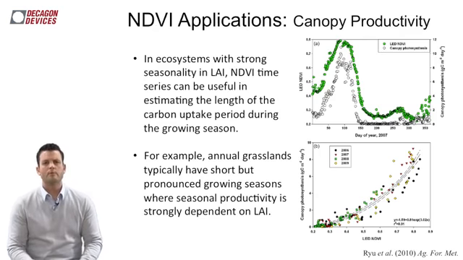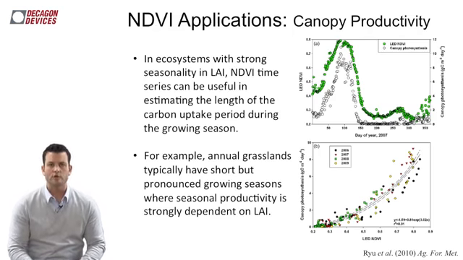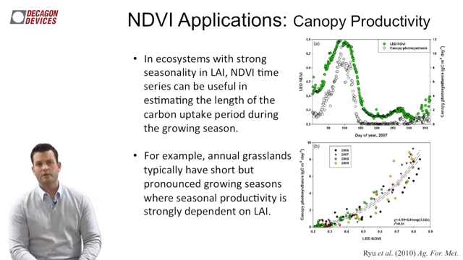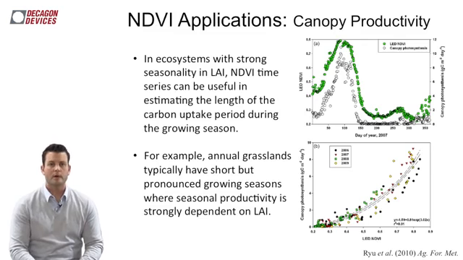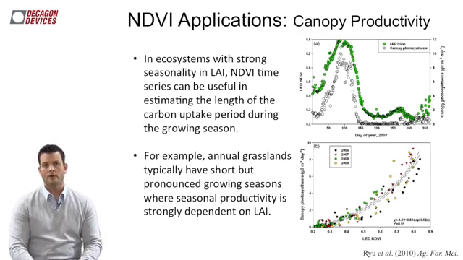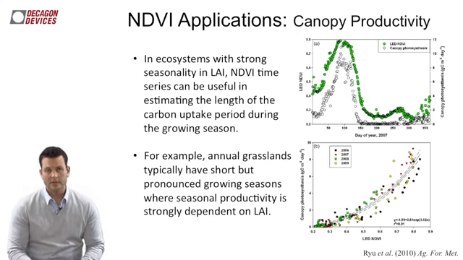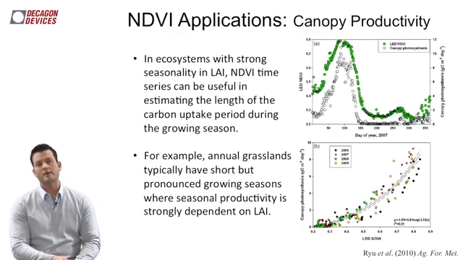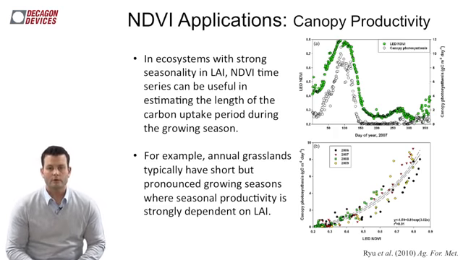So for example, this is a paper by Ryu where he tracked NDVI of an annual grassland over several years. So the NDVI values would be the green points that are plotted in the top right. And then the open circles in that same figure are photosynthesis measurements. And you can see that NDVI does a really nice job of tracking the timing and amplitude of photosynthesis in this annual grassland.